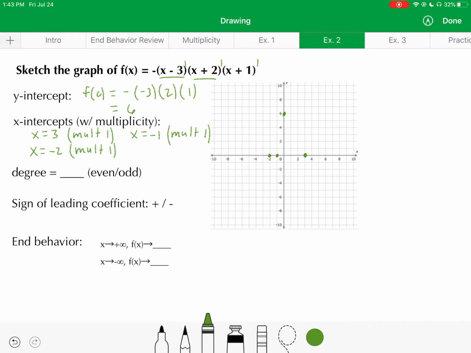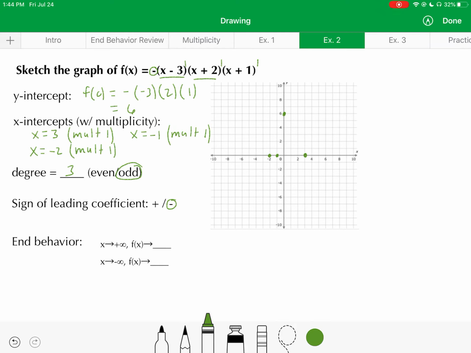All right, now to find the degree of the function, simply add up all of your multiplicities. I have a multiplicity of 1 3 times, so the degree here is 3. And that's an odd number, okay? Sign of the leading coefficient, don't overcomplicate this. See that negative out in front of all the factors? That means your leading coefficient is going to be negative, okay?